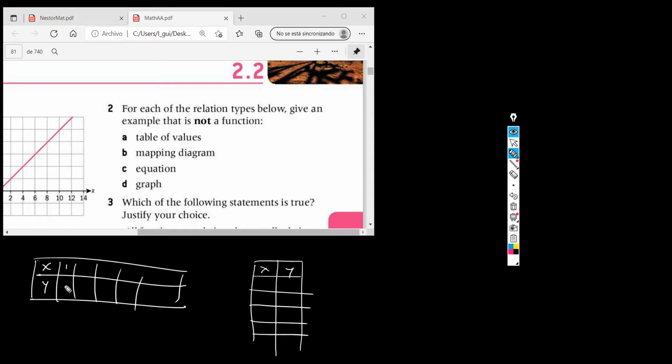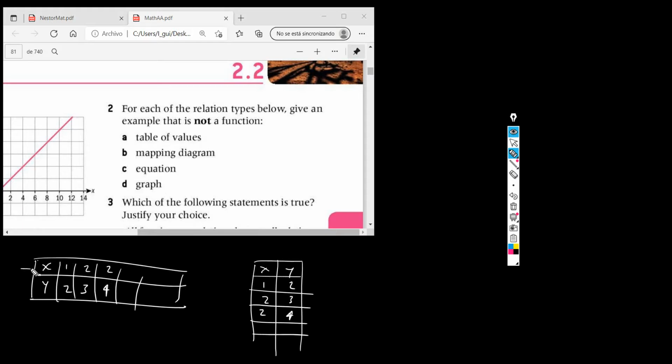So 1 comma 2, 2 comma 3, 2 comma 4, and I can stop right there. Okay, and I can put these same values in a vertical way. 1 comma 2, 2 comma 3, 2 comma 4. Okay, so this is a table of values. Either way, in different positions, you don't have a function, right?